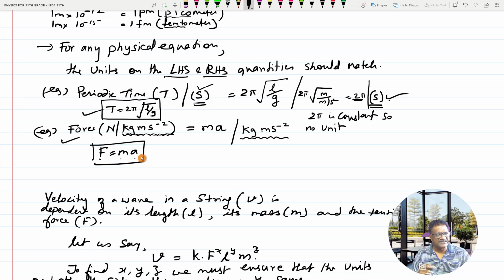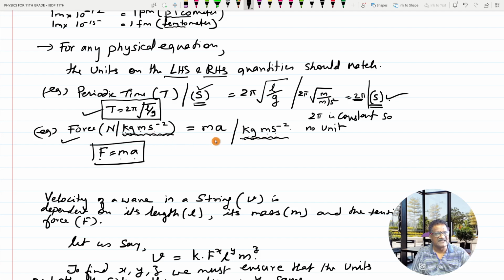Now in this physical equation on the right hand side you have m into a. So m into a unit will be what? The unit of m will be kg. m is mass, so unit will be kg. The unit of acceleration is meter per second square, so you can write m per second square, so you can write m into second raised to minus 2. Now if you check the units on both the sides, on the right hand side it is kg meter second raised to minus 2. On the left hand side also it is kg meter second raised to minus 2.